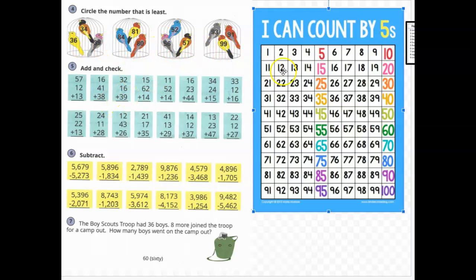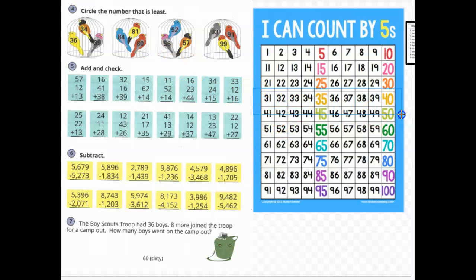And I would suggest getting your hundreds chart if you are using that for comparing numbers. All right. So circle the number that is least. So least means smallest or lowest amount. So all of these numbers in the cage start with the same number in the tens column. What number do you see in the tens column on all these birds? What number do they all have in common? 3, right? So they're all part of the 30s.